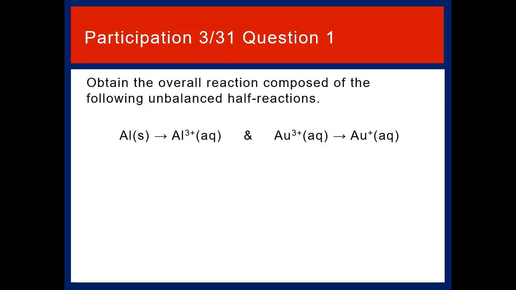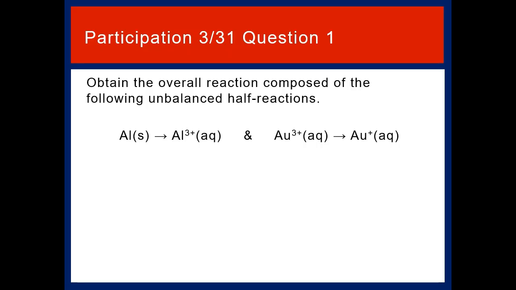Participation 331, question 1. Obtain the overall reaction composed of the following unbalanced half reactions. It's Al solid becomes Al3+ aqueous, and then Au3+ aqueous becomes Au+ aqueous. This is the first question on participation 331 due Tuesday, March 31st at 11:59 p.m. over on Blackboard. Link to the assignment is right below the links to these videos.